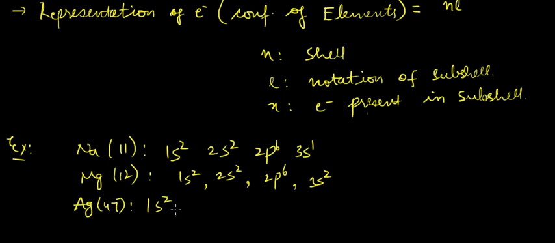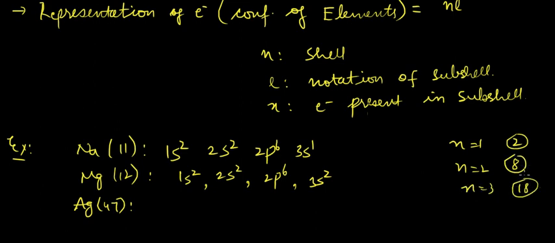So 1s2. Let us actually do something like this. For n equals 1, the total number of electrons will be 2n square, which is 2. N equals 2, 8. N equals 3, it would be 18. Total how many are already filled up to 3d? Up to 3d, 28 have already been filled.